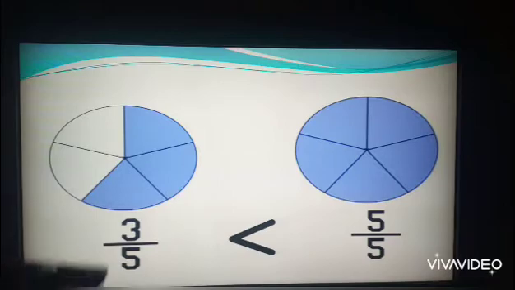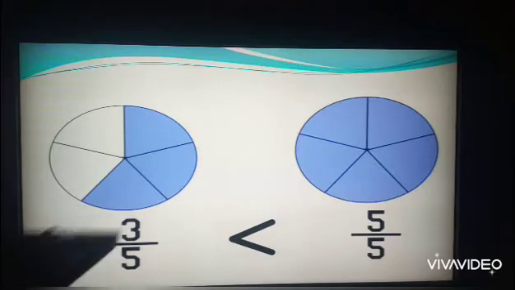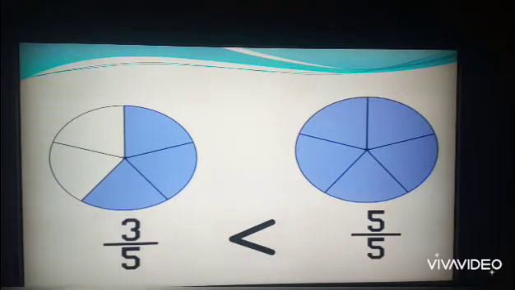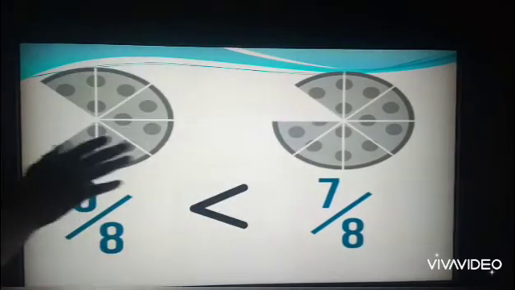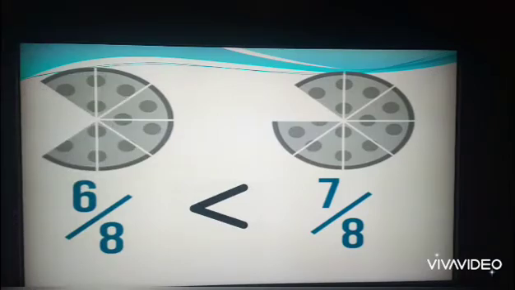I taught you lesser than and then greater than. It is lesser than what? 5 over 5. Now let's continue. Okay, very good. The same way, I was talking to you about pizza. This is a very nice pizza. Now 6 over 8 as against 7 over 8.